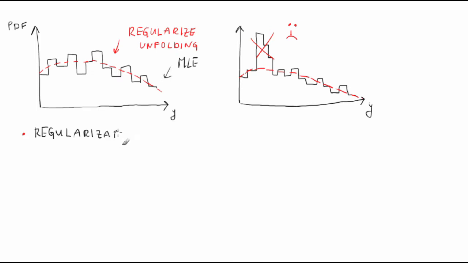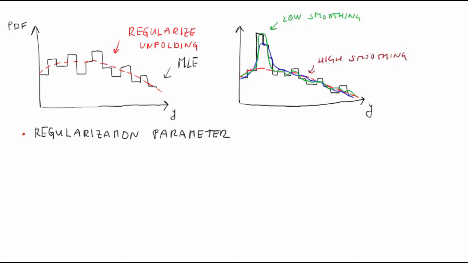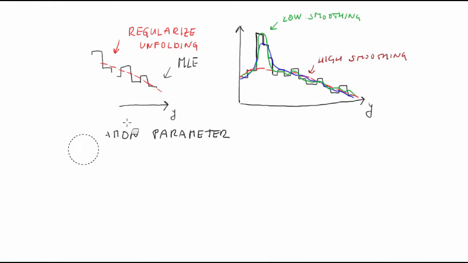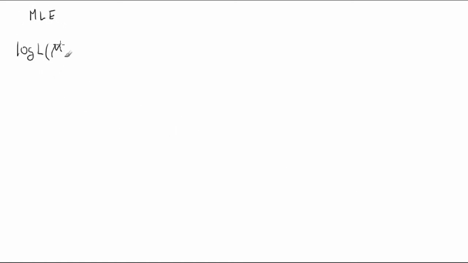Each regularization method has a so-called regularization parameter that controls how strongly the smoothness is required. Let's not anticipate, though, and let's describe the regularized unfolding from its fundamentals. We start with the maximum likelihood method. Maximum likelihood estimators are those that maximize the log likelihood function log L of mu vector.